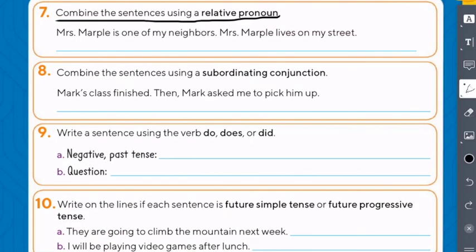Let's go to the number 8. Sorry. Let's read together. Combine the sentences using a subordinating conjunction. Mark's class finished. Then Mark asked me to pick him up. Okay? Conjunctions. We use conjunctions to link two ideas. We can replace this with a conjunction. Which one? These are the conjunctions.